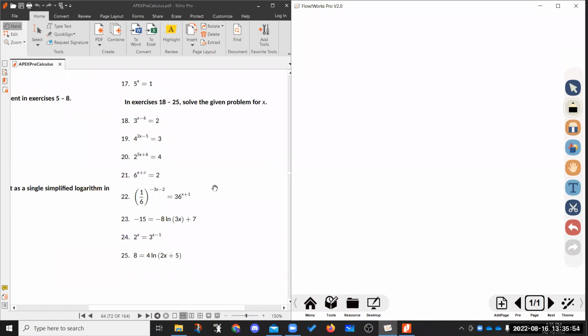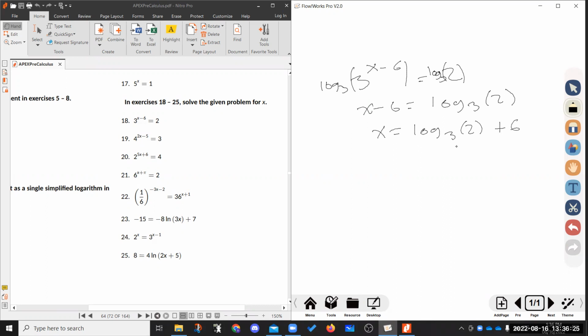Now we're going to solve 3 to the x minus 6 is equal to 2. So we don't have the same base anymore, so we're going to have to use logarithms here to get an exact answer. So I'm going to take log base 3 of both sides. And that's going to return the exponent of x minus 6 is equal to log base 3 of 2. And so x is going to be log base 3 of 2 plus 6, and that's my exact answer.